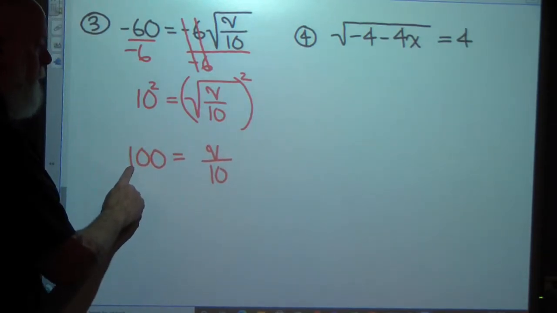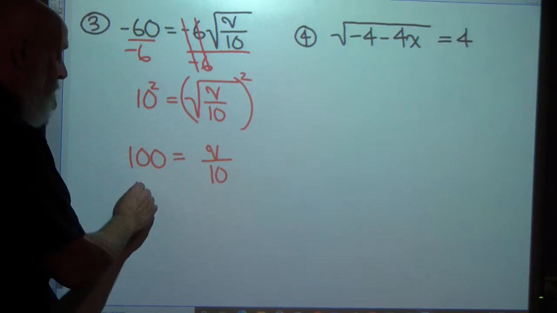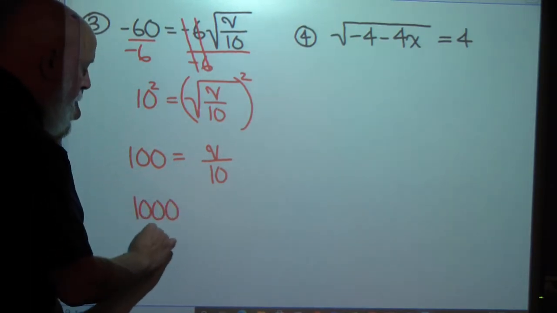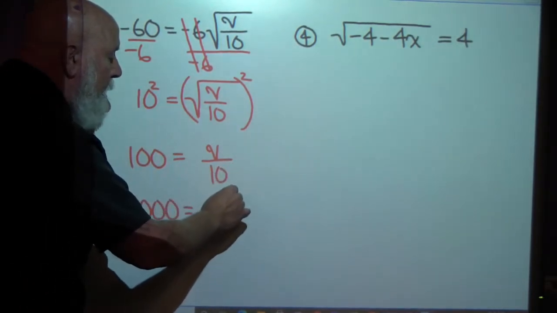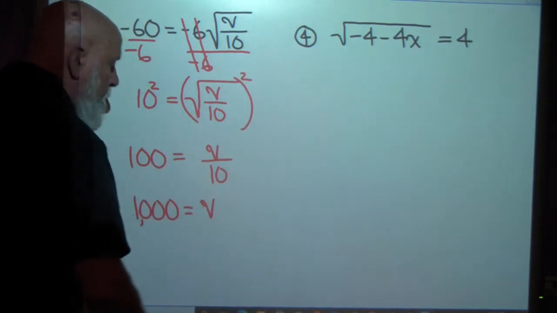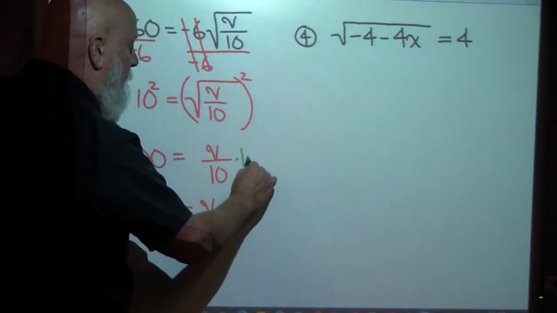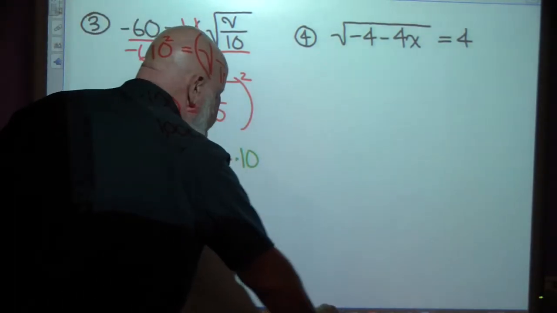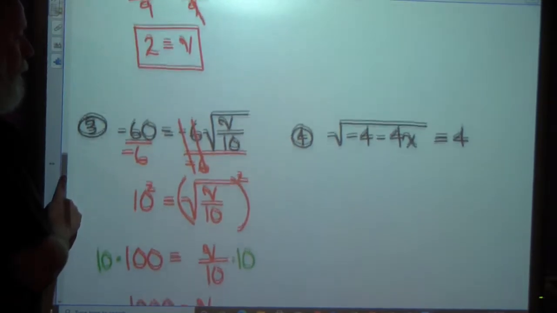Okay. And now I'm going to multiply both sides by 10. That will give me 1,000 on this side. Put a little comma there. Is equal to, and if I multiply this side by 10, they'll cancel and leave me with v. So I multiply both sides by 10. Got 1,000. And now I'm going to check to see if that works.